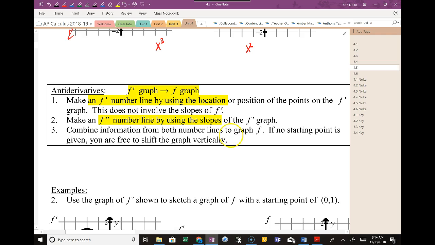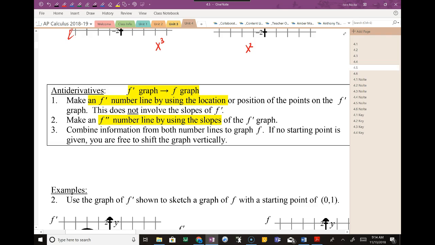So now going the other way, we call that the antiderivative. If I'm given the graph of my derivative and now I'm going to draw the original, these are little things we should look at. Number 1: make a first derivative number line by using the location or the position of the points on the graph. This does not involve the slopes.